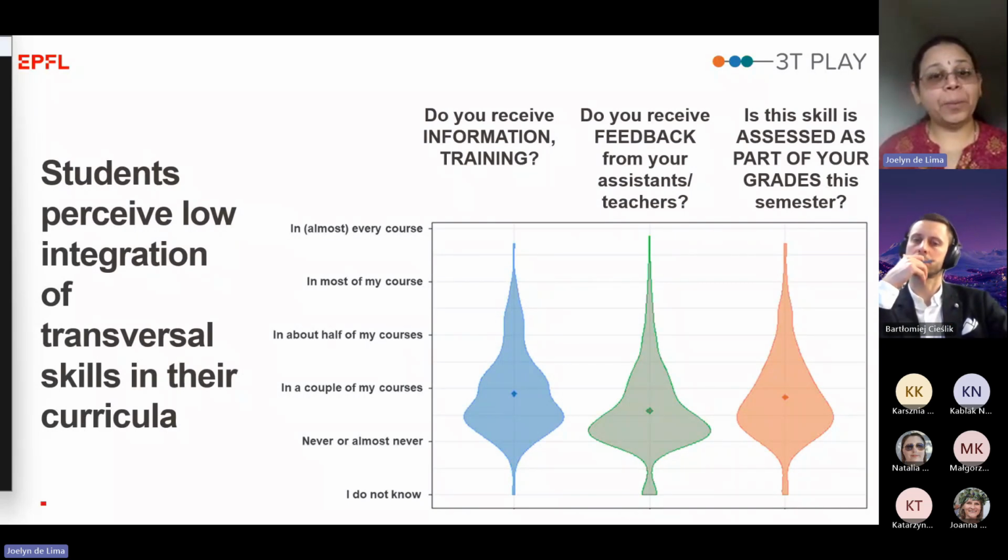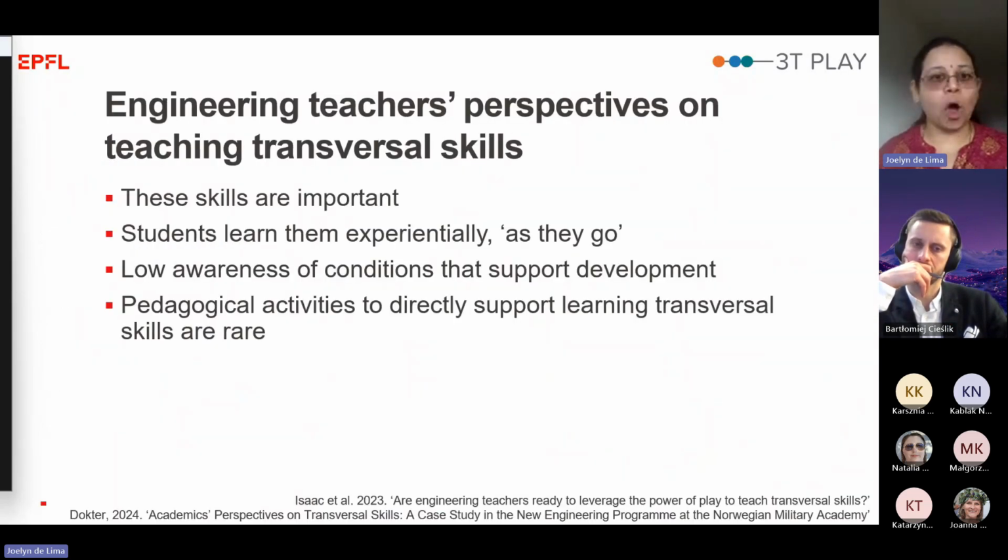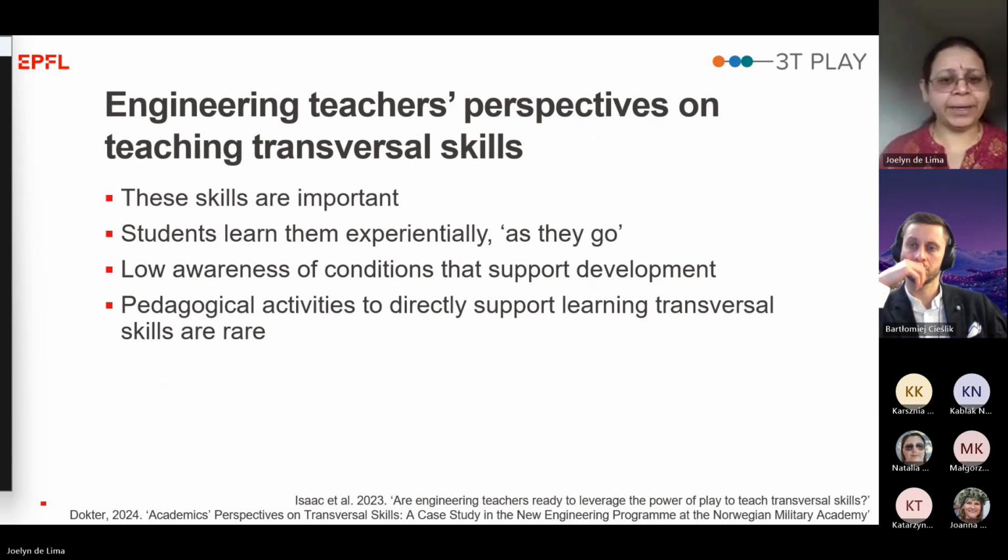We did another study where we asked engineering teachers what their perspectives are on teaching transversal skills. And a similar study was also done in Norway in the Norwegian Military Academy. What engineering teachers are telling us is these skills are important, but students will learn them along the way. It's fine. And teachers have a really low awareness of conditions that support the development of these skills. And they don't really know much about pedagogical activities that directly support transversal skill development.